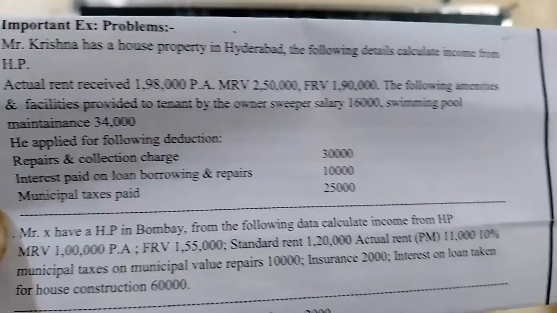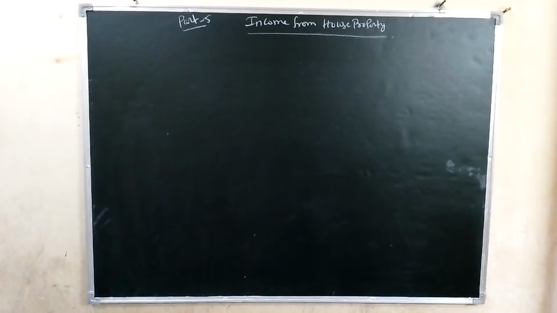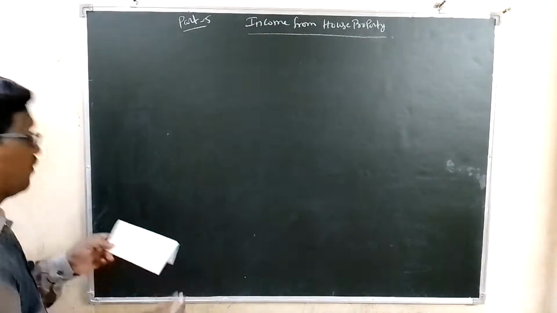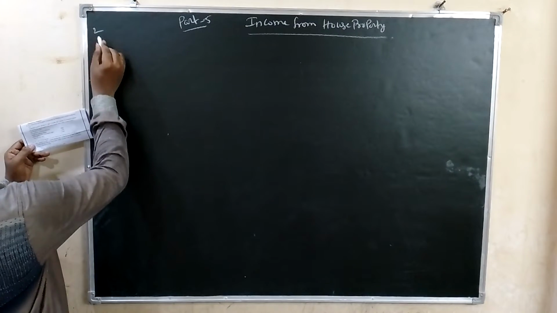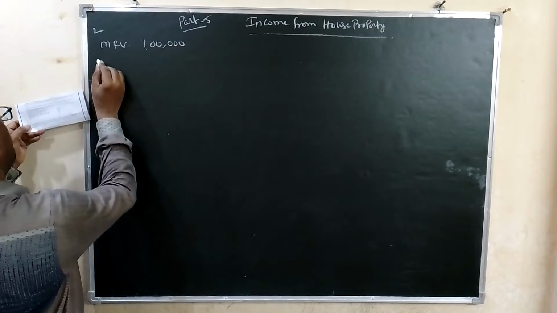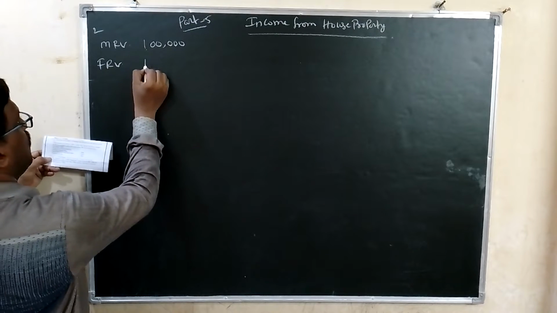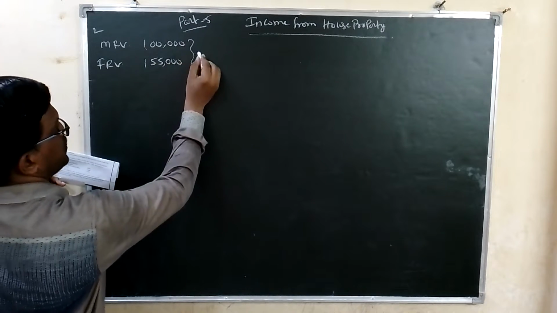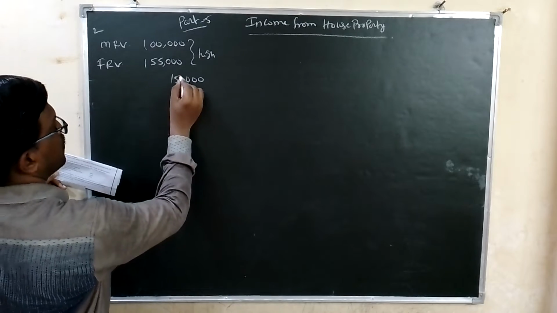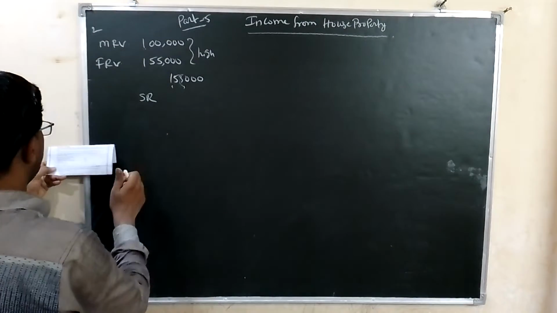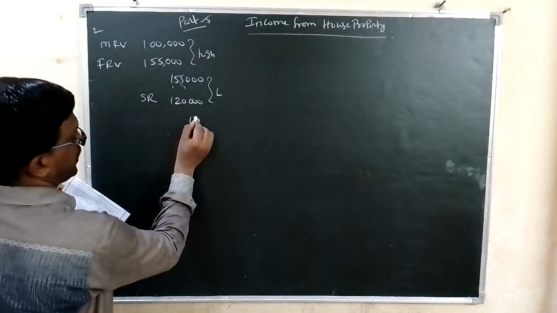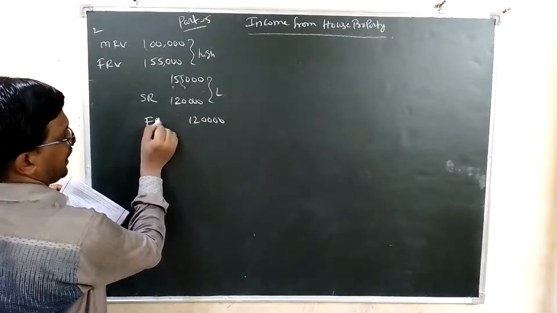Okay, let us see the solution. First we have to calculate the gross annual value. Municipal rental value is given as 1 lakh rupees. Fair rental value is given as 1,55,000. Whichever is high is taken, 1,55,000. Standard rent is 1,20,000. Whichever is low, 1,20,000 is the expected rental value.